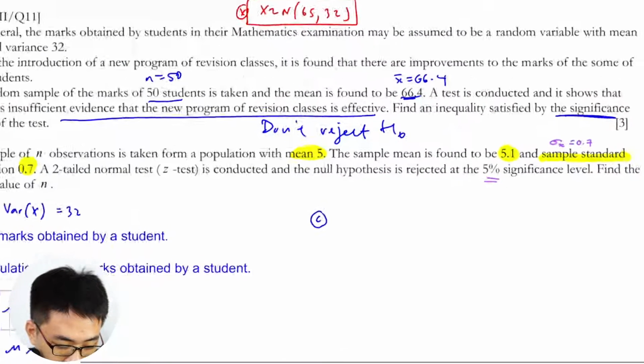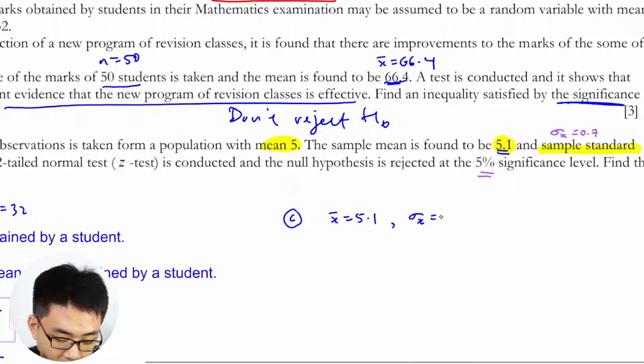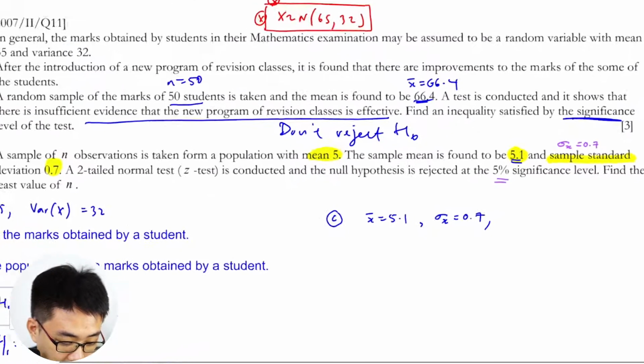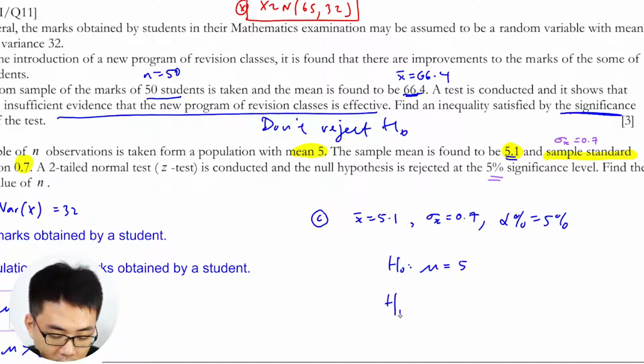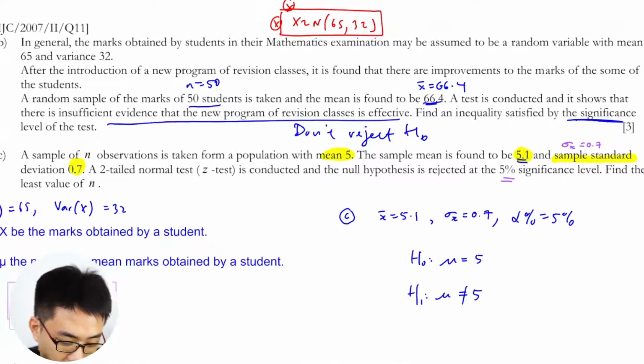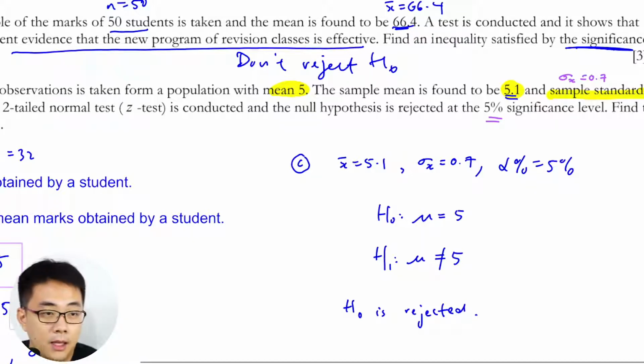We are told that with n observations, the sample mean is found to be 5.1. So this sample mean is 5.1. I'm just going to list everything down now. Sample standard deviation is actually 0.7, and after which we have alpha percentage is 5%. Okay. Now H naught, two-tailed test, mu 5, population mean. H1, mu is not equal to 5, and H naught is rejected. So how do we do it?